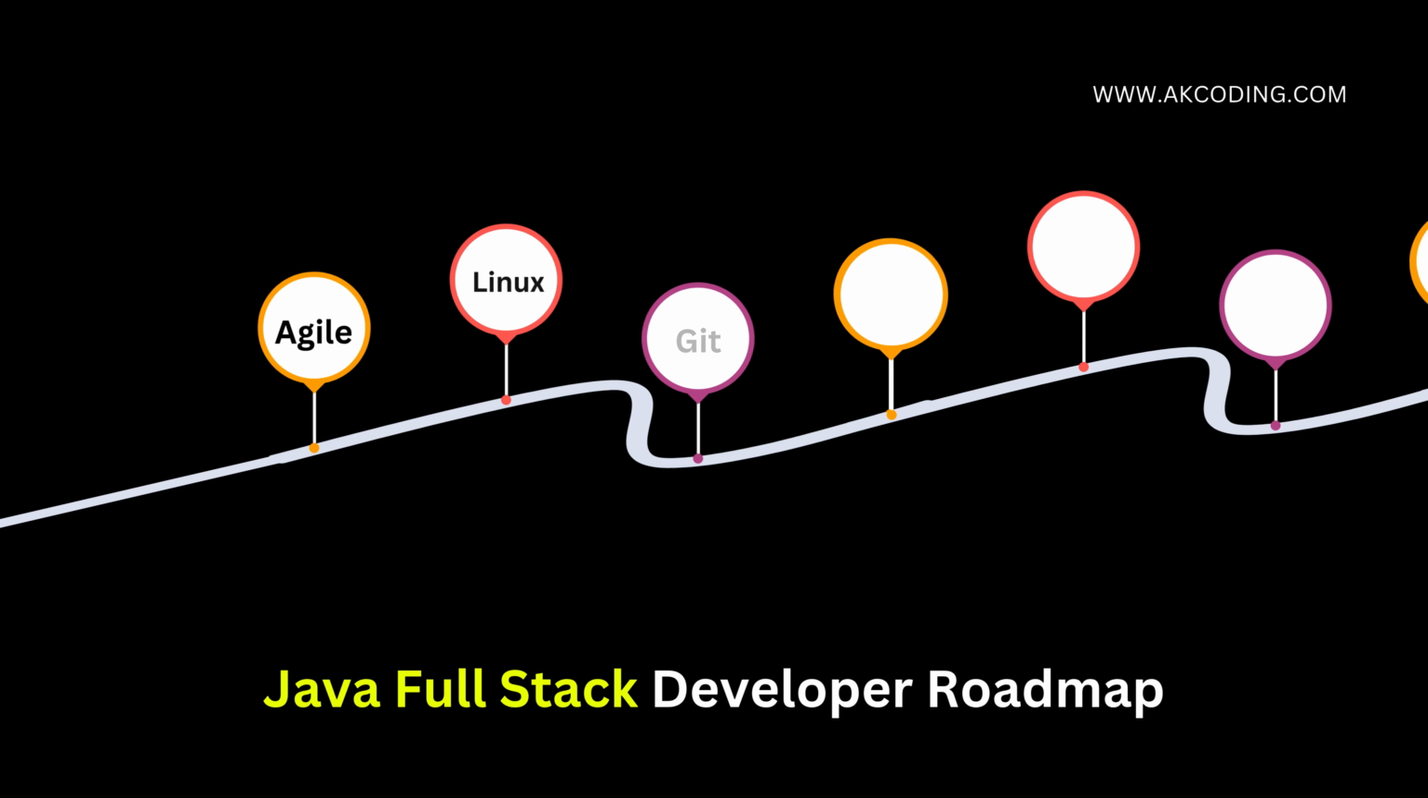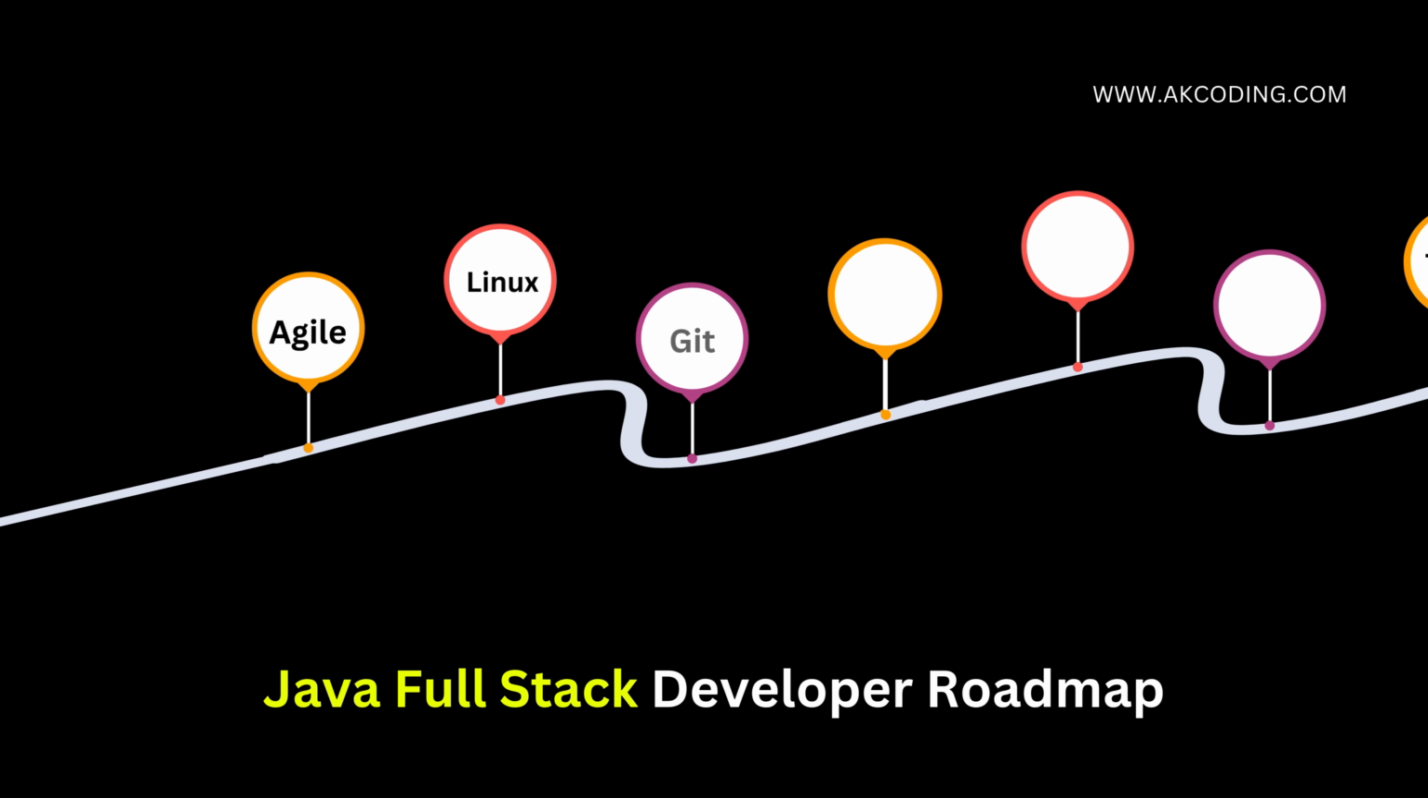Number three, version control systems. Git core concepts like git init, git clone, git commit, git push and pull, git branching and merging, and git workflows like Git Flow, trunk-based development, and pull request strategies.